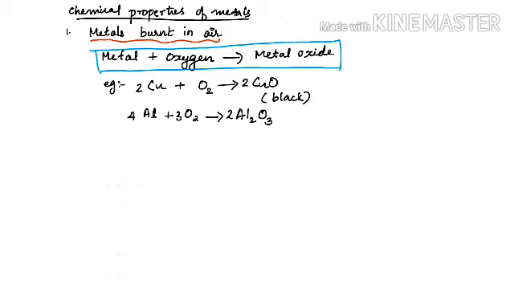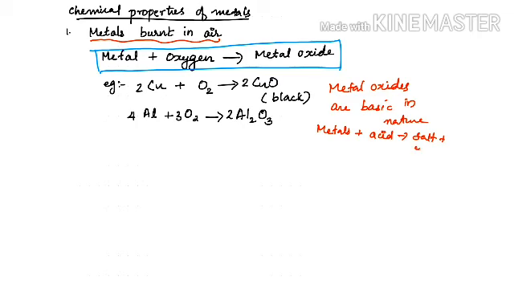In the previous chapter we studied the nature of metal oxides and non-metal oxides. I hope you remember. At that time we studied that metal oxides are basic in nature. How did we prove that metal oxides are basic in nature? They react with acids to produce salt and water. We have studied the neutralization reaction: acid plus base gives salt and water. Just like that, a metal oxide can react with an acid to produce salt and water.